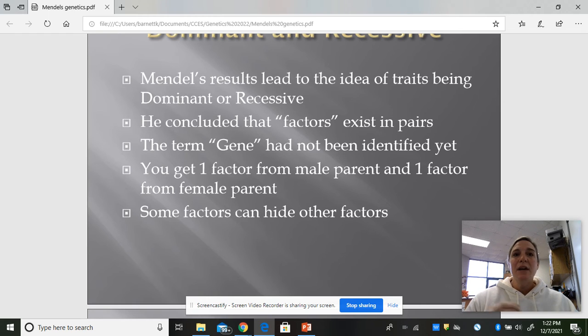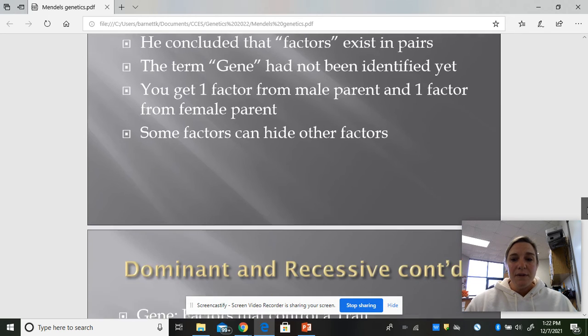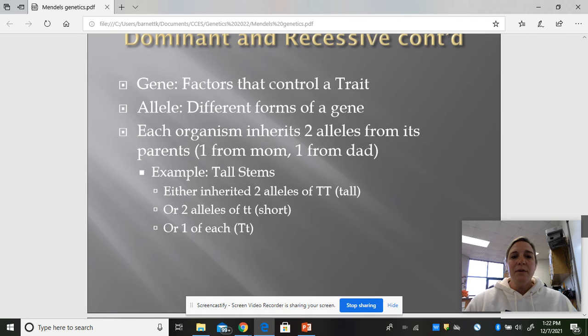And so in just understanding this is how he came to this realization. And he realized that some factors seem to hide others. So genes are factors that control our traits, and an allele is a different form of a gene. Here's where that vocabulary comes in.